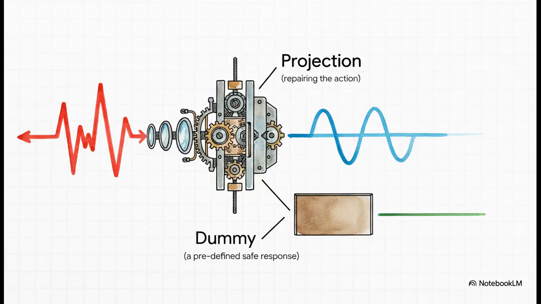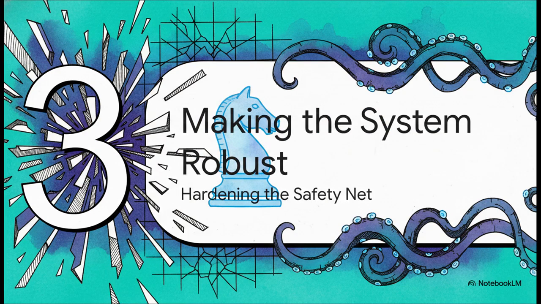And that backup plan is our next key point, because what makes this system so strong is that it's designed to fail safely. It has a couple of great options if an action is unsafe. There's projection, which we just saw, the smart fix, or it can fall back to what's called a dummy response. This is just a pre-programmed 100% safe action, like saying, sorry, I can't do that. Okay, so that's the basic loop.